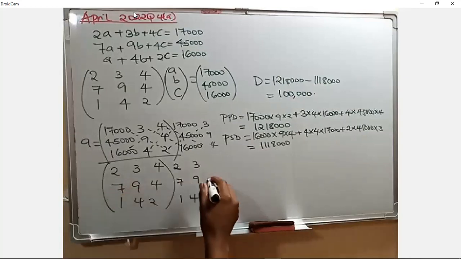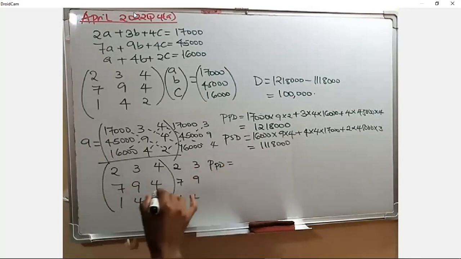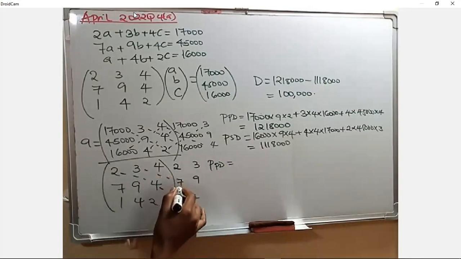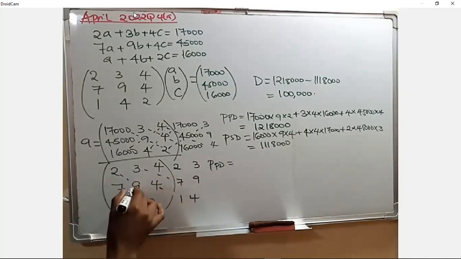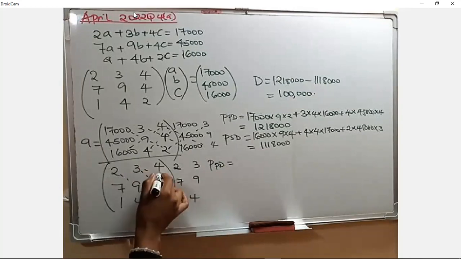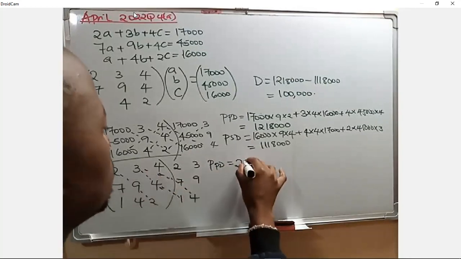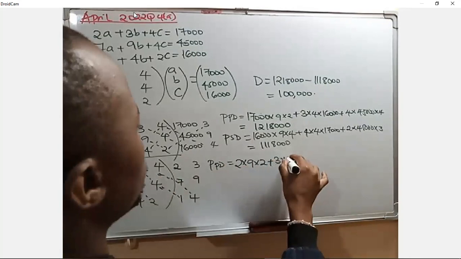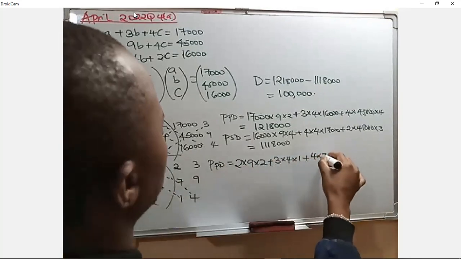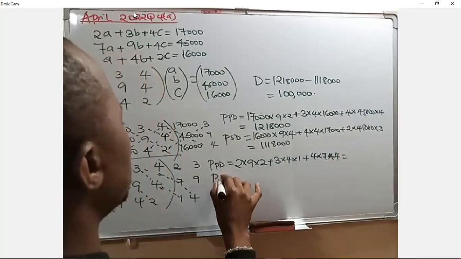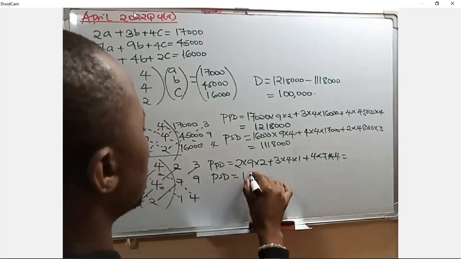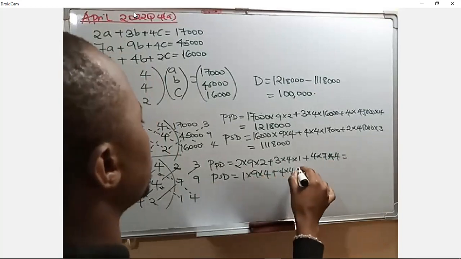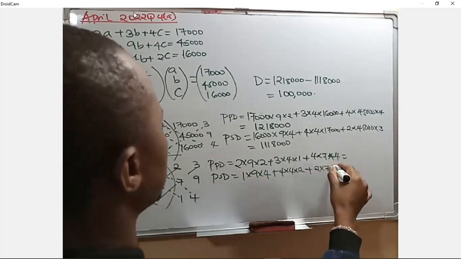Now, let me look for the determinant for the lower matrix. So here, you do the same. The product of the primary diagonal. So it is this one. It should not be like that. It should be like this. Now it will be 2 times 9 times 2 plus 3 times 4 times 1 plus 4 times 7 times 4. Then PSD, it is these ones. So we have 1 times 9 times 4 plus 4 times 4 times 2, right? Plus 2 times 7 times 3.